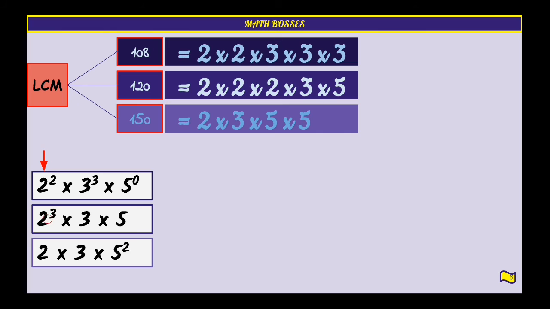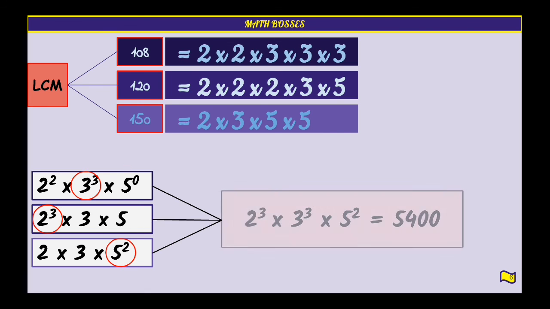The highest power here is 2 cubed, as it is greater than 2 squared or 2. So we take 3 next. The highest power here is 3 cubed, as it is greater than 3. Then finally for 5, the highest power is 5 squared, as it is greater than 5 or 5 raised to the power of 0. So we multiply these numbers to get 5,400 as the LCM.